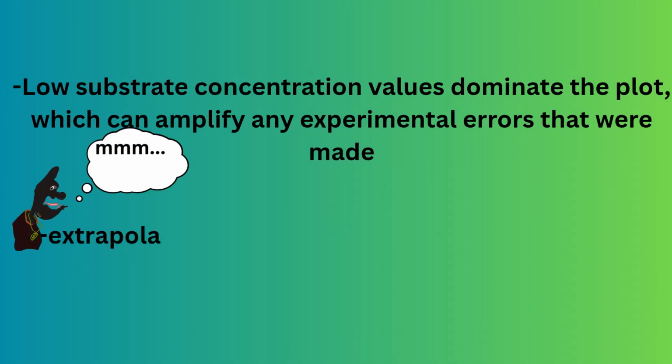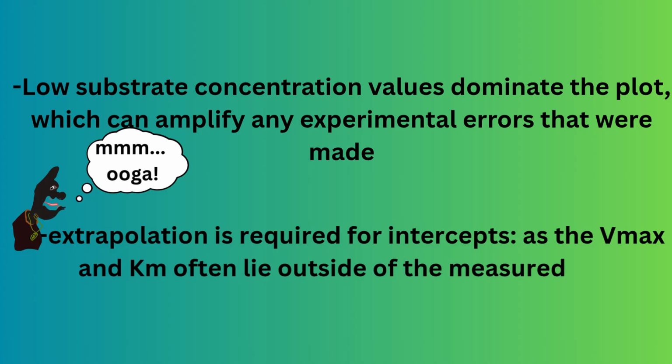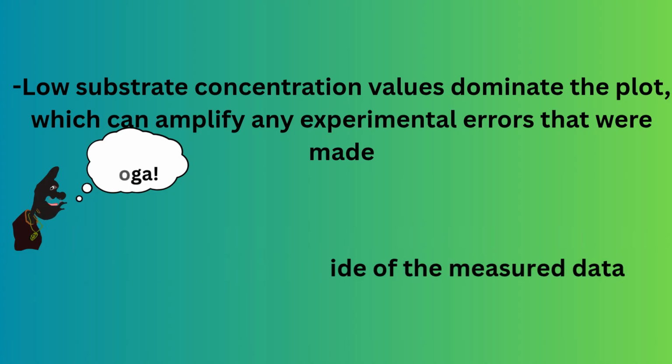And the Vmax and Km often lie outside the range of experimentally measured data. This means you're estimating your values based on a line beyond your actual measurements, which can introduce error.